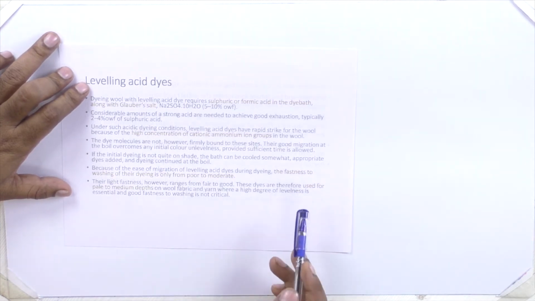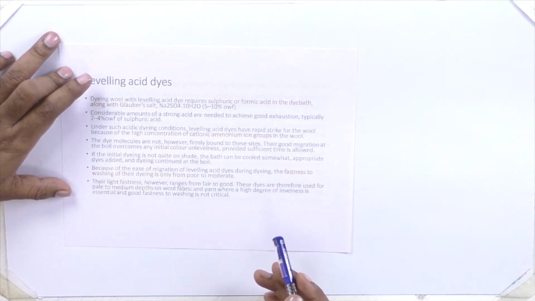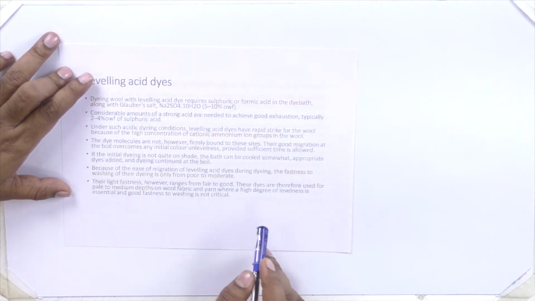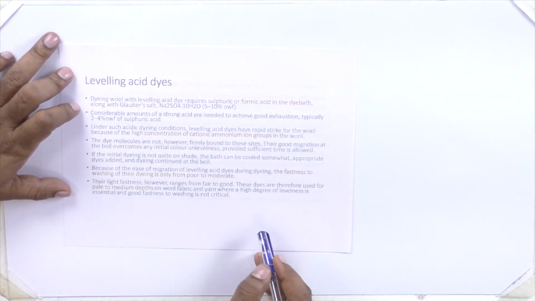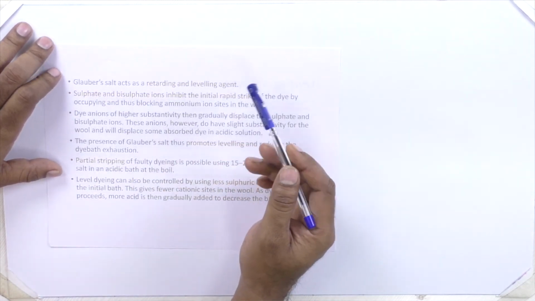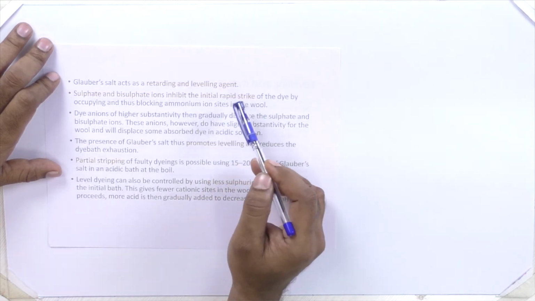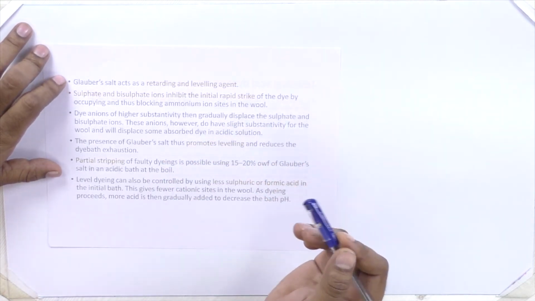So these are used for pale to medium depths, because the leveling is needed only for pale to medium shades, whereas for dark shades, the leveling is not that important. So here Glauber salt acts as a retarding agent or leveling agent. Sulfate and bisulfate ions inhibit the rapid initial strike, so that reduces the rate of dyeing.